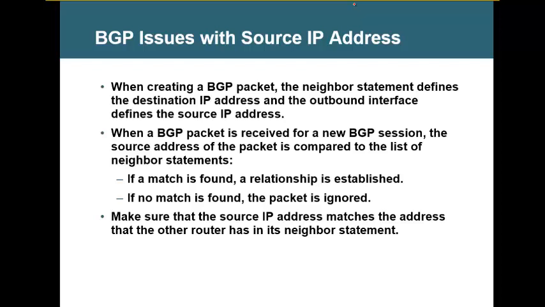Then what will be the source IP address? The source IP address will be according to the routing table. It will look into the routing table and know what the outbound interface for the destination is. That outbound interface IP address will become the source IP address. What does that mean? Let me draw and explain.